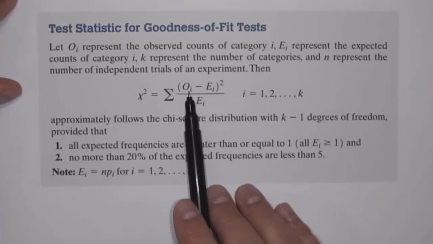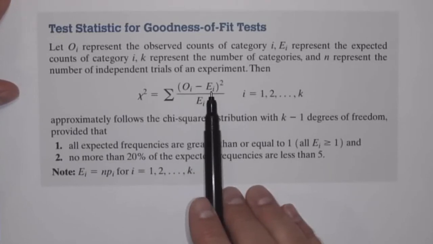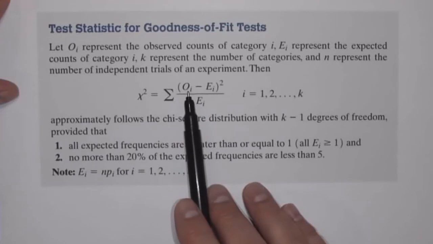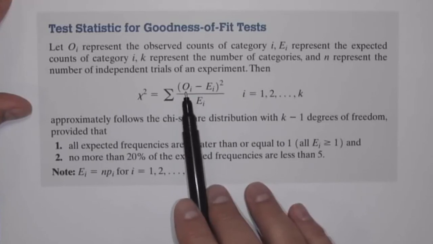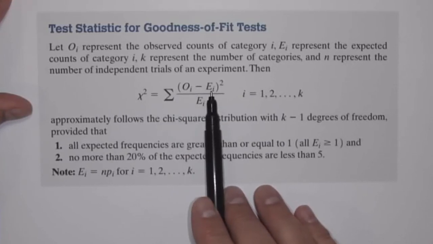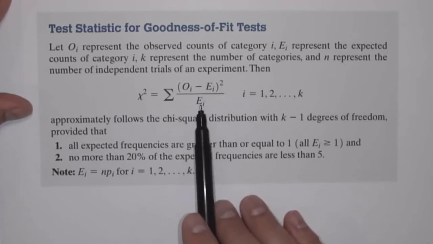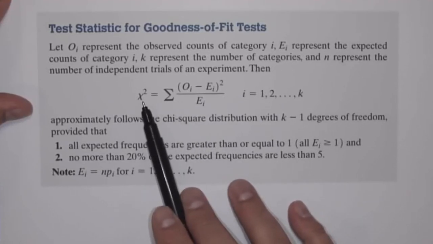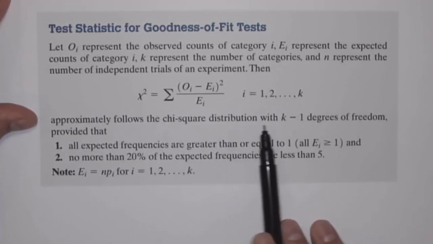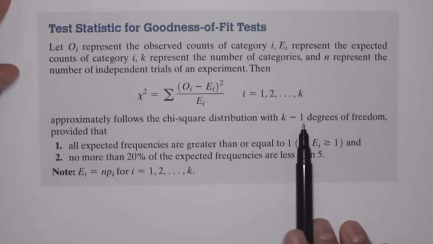So O stands for observed and E stands for expected. So we're going to compare what we observe in the data or in the experiment to what is expected based on the probability distribution that's supposed to be followed. So we're going to take the observed value minus the expected value for each category, square that, divided by the expected value of the category. So again, we're going to do that for each category, and we're going to add those up, and that gives us this chi-square value. And again, that chi-square value follows a chi-square distribution with k minus 1 degrees of freedom.